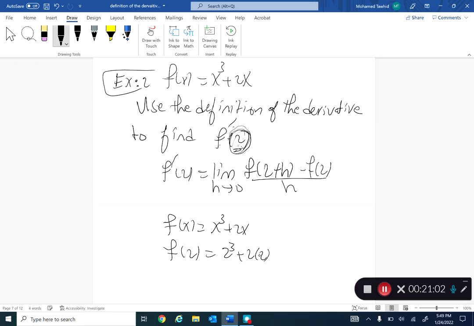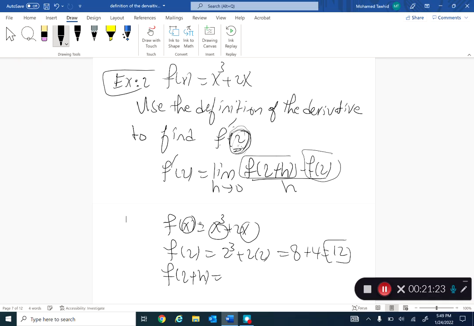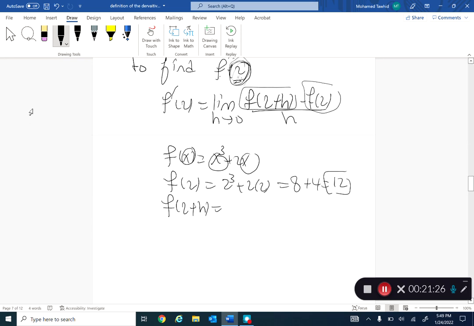So what do you have? Whenever you have x, just replace it by 2. You get here 8 plus 4, which is 12. That is f of 2, and that is what I need here: 12. Now what is f of 2 plus h? I need to compute that. Then you replace x by 2 plus h.